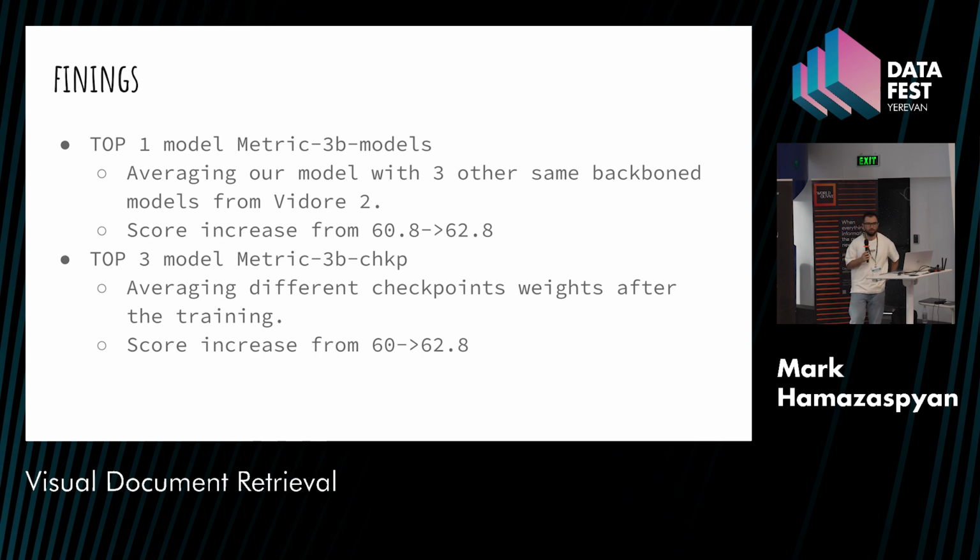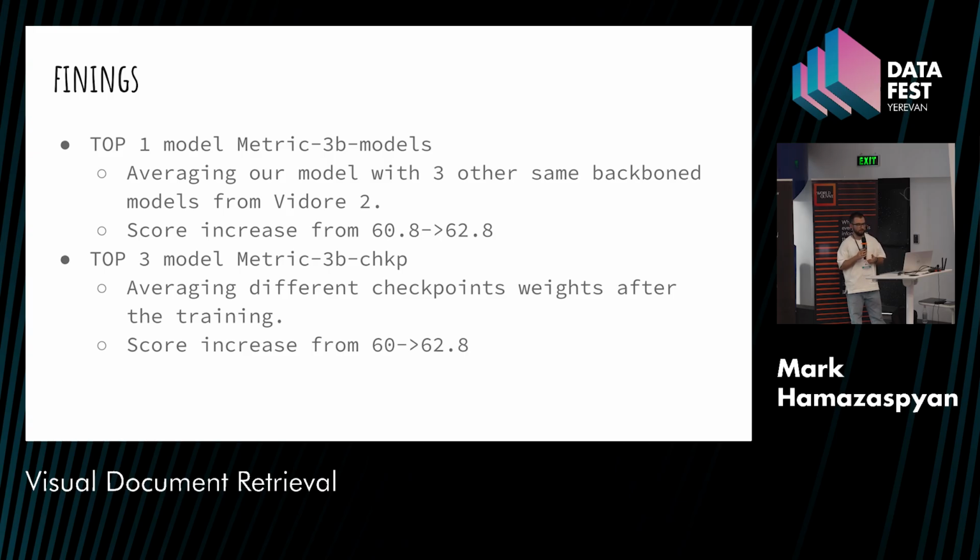We said averaging checkpoints is a good idea, and it worked. But those checkpoints have all been trained on the same data, meaning the only difference is that more steps separate them. So what will happen if we train the model with a different strategy or on different datasets? In order not to do all these trainings ourselves, we took a couple of other models from the Vidore leaderboard which have the same backbone as us.